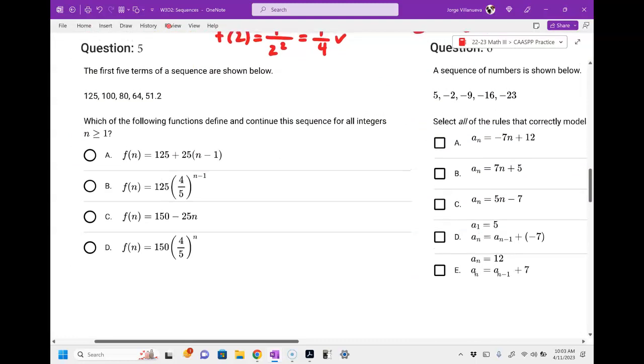All right, the first 5 terms of a sequence are shown below: 125, 100, 80, 64, 51.2. Which of the following functions define and continue the sequence for all integers n greater than or equal to 1? In other words, start with 1, then go to 2, then 3, 4, 5, etc. So if I plug in a 1, my answer should come out to 125. If I plug in a 2, my answer should come out to 100. If I plug in a 3, I should get 80.